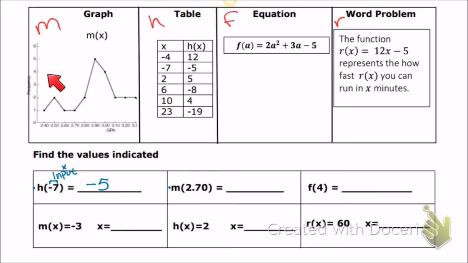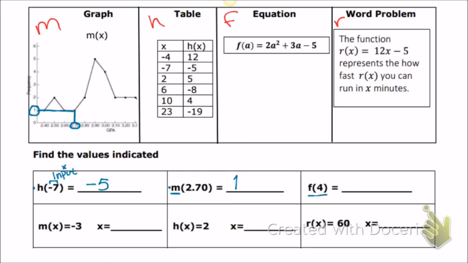Okay, now let's take a look at this second one right here, M of 2.70. I'm going to be using the graph because this function is named M. So we have 2.7, which is right here, and I'm going to go up until I touch the graph, and then I'm going to go over for the Y value. Again, this is the input, this is the output. So my output is a number 1.